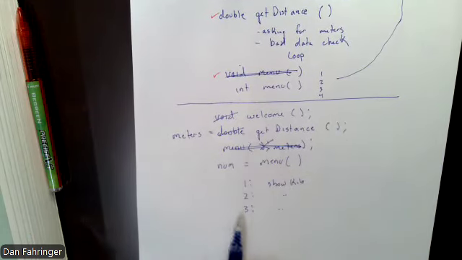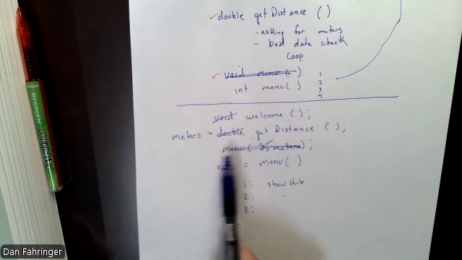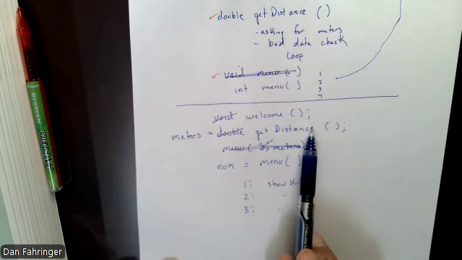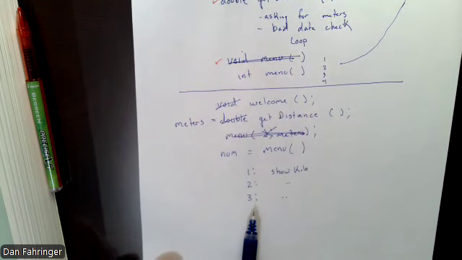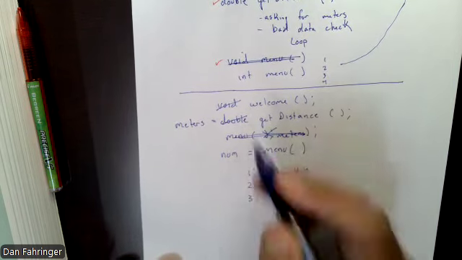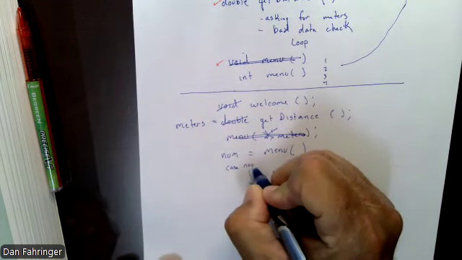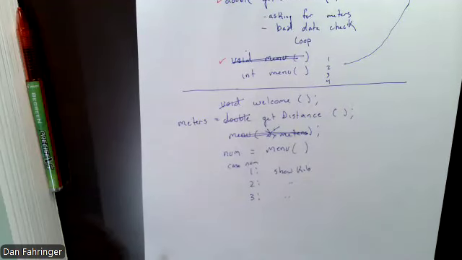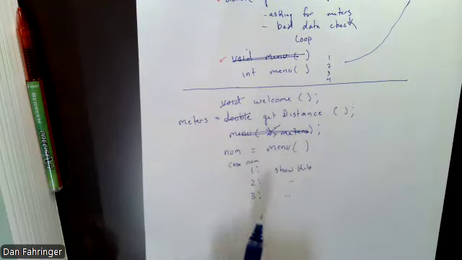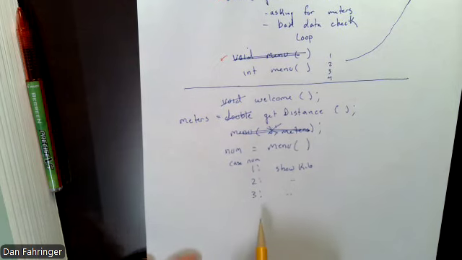So again, I'm cleaning all this up because typing part's easy. Welcome. Meters equals get distance. Get a number, 1, 2, 3, or 4. Then we're going to have this case according to number. If it's a 1, we'll show kilometers. It's okay. But what if it's a 4? Well, I want to exit out. If it's not a 4, I want to run it again.